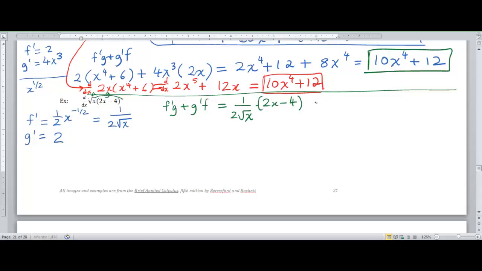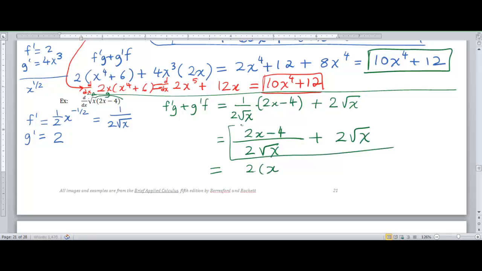Alright, so there we go, and then plus g prime, which is 2, and times f, which is root x. Okay? And we don't need that parentheses there. So g prime f. Okay? And then you can write this simpler as 2x minus 4 over 2 root x plus 2 root x. Now this is an acceptable answer, okay?